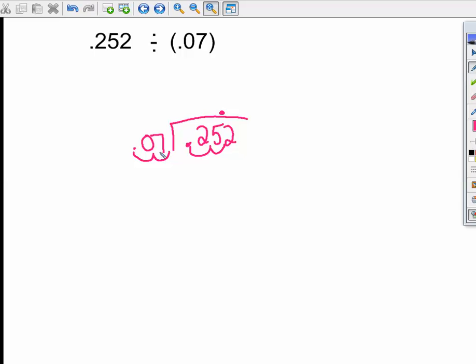Then I just divide. 7 cannot go into 2, but it can go into 25 3 times. 7 times 3 is 21. Subtract and you get 4. Bring down the 2. 7 goes into 42 6 times. 6 times 7 is 42. Subtract and you get 0. So I want to divide until I get 0 or until it repeats. And that's what happened. So I have 3.6 as my answer.